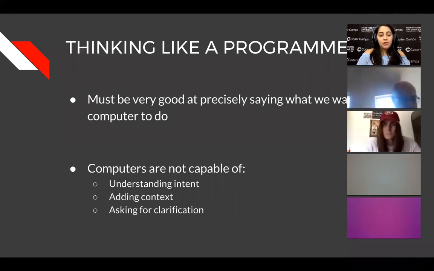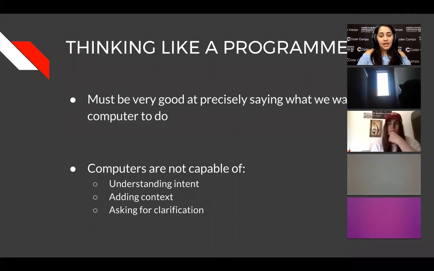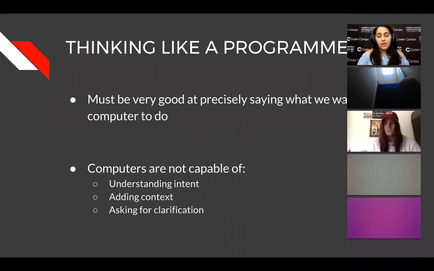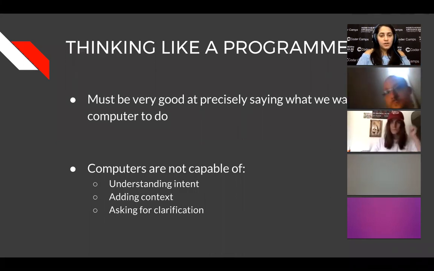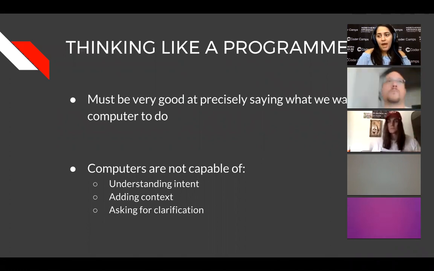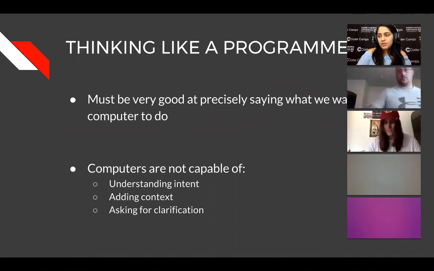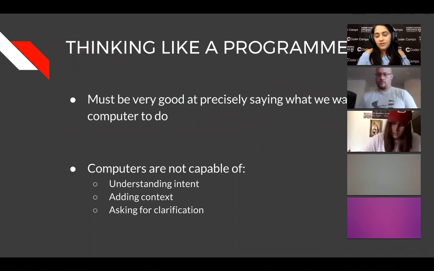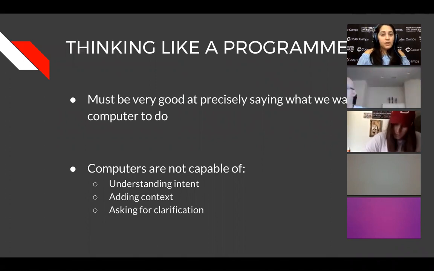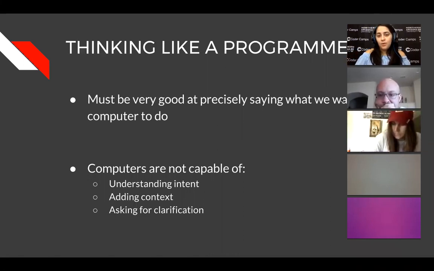Computers are not capable of understanding intent, adding context, and asking for clarification. So when you're talking to another human being and you say, hey, pass me the mayo or something, a human can understand, okay, pass, you put your hand motion this way, probably referring to something like this, and grab that. Even if you never knew what mayo was, you can figure it out. A computer wouldn't be able to do that. So we need to define what the word pass means, define what mayo is, and things of that nature.